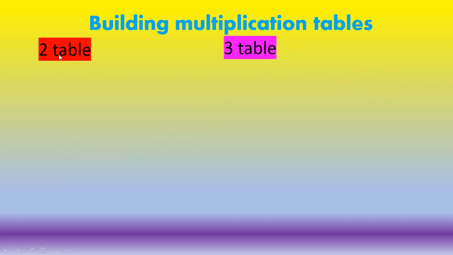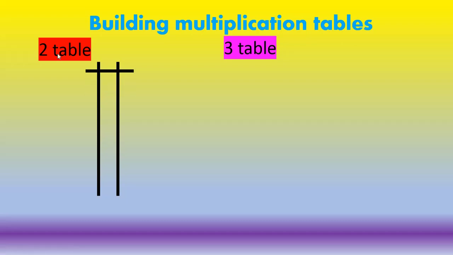So first let us build two tables. Draw a single vertical line. So this line we call a vertical line. So 1 and 2. Remember, we are going to build two tables, so two vertical lines. Next, a horizontal line. This we call a horizontal line. So two vertical lines, we are going to build two tables.